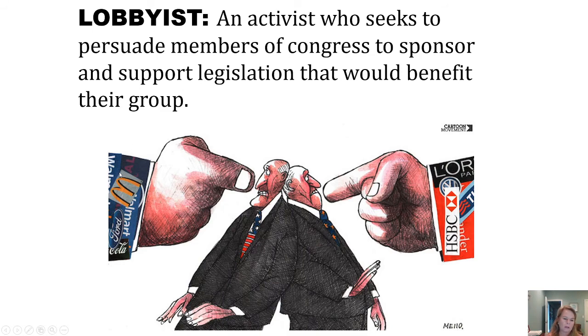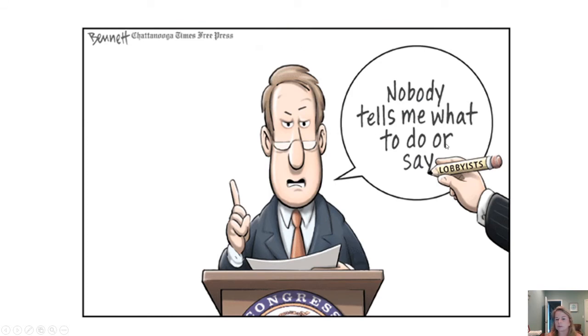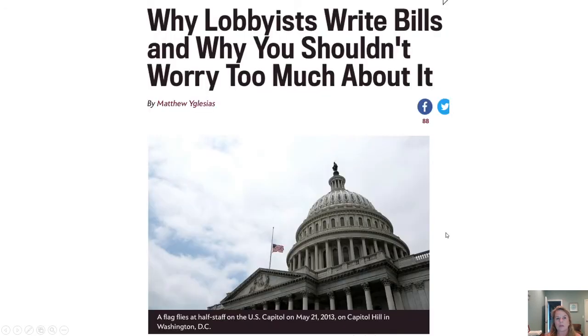And here are different lobbyists. Ford Motor Company, they might lobby for less regulation on the automotive industry. Pay no attention to the man outside, Senator. Okay, so here we are, voters. Don't listen to the voters, listen to me, the lobbyist. I want you to pass a bill or introduce a bill that I am interested in, that my interest group is interested in, not necessarily what the voters are interested in. Nobody tells me what to do or say. I really love this one because obviously whoever's writing this is telling him exactly what to say. Why lobbyists write bills and why you shouldn't worry too much about it? Because only 1% of bills actually come to fruition and become laws.